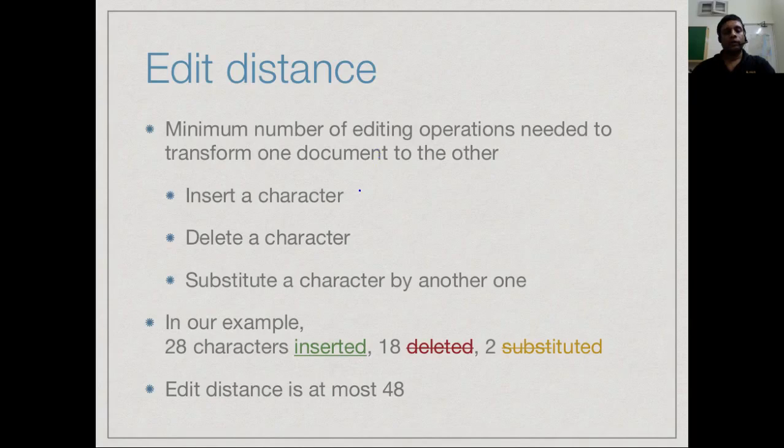Okay. So in our example, we claimed that 28 characters were inserted, 18 were deleted and 2 were substituted. So the total number of changes we made is 48. If the edit distance is supposed to be the minimum number of changes, it can't be more than 48 because we've already shown that it is possible to do it in 48. Perhaps it's possible to do it in a more clever way in less than 48. So the edit distance is at most 48 for the two sentences that we showed earlier.